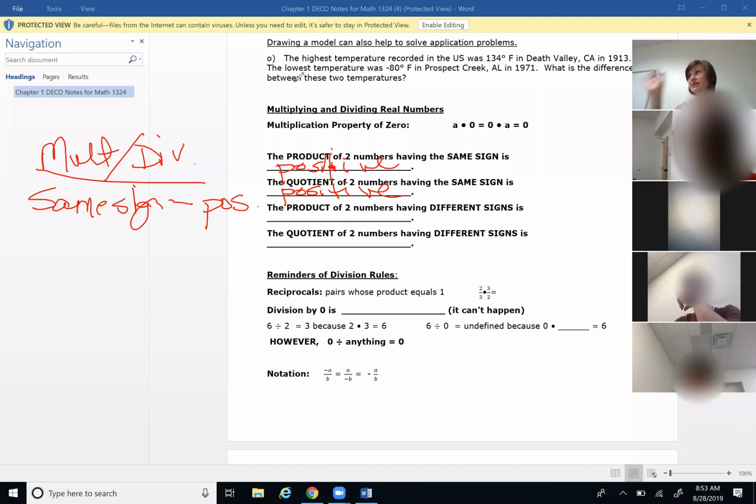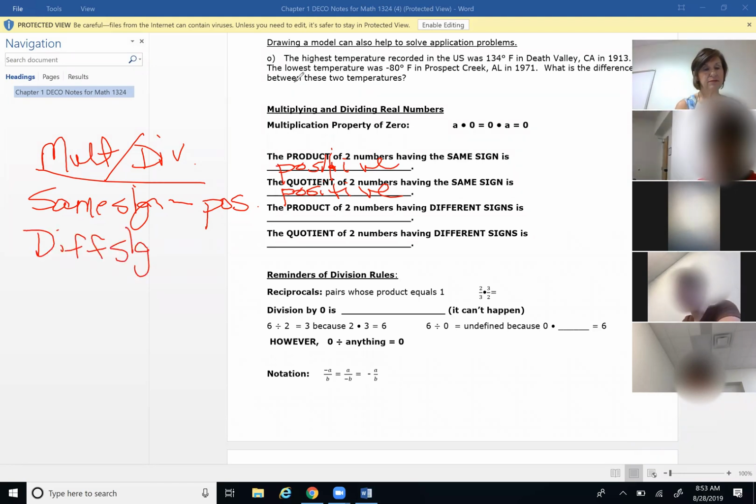Multiplying or dividing, that's a different rule from the adding and subtracting. That's why we've got to be sure we keep these straight. So multiplying or dividing, if the signs are the same, you're going to get a positive. What do you think happens if the signs are different? One's positive and one's negative. The answer will be negative. So if I'm multiplying and the signs are different, the answer is negative. If I'm dividing and the signs are different, the answer is negative.